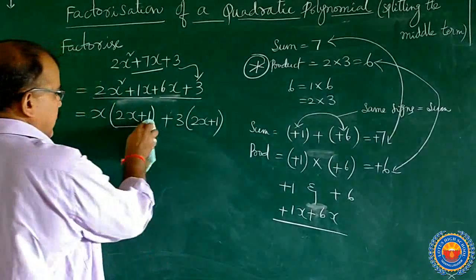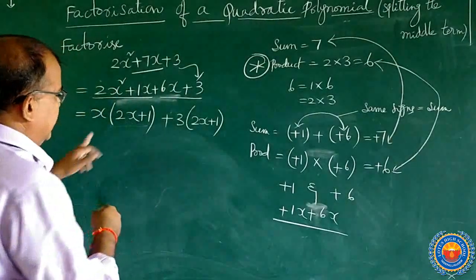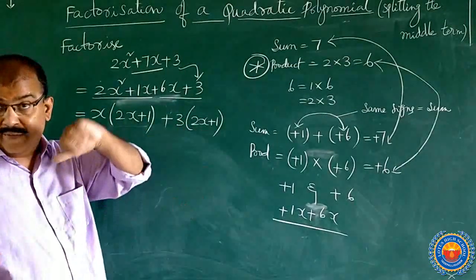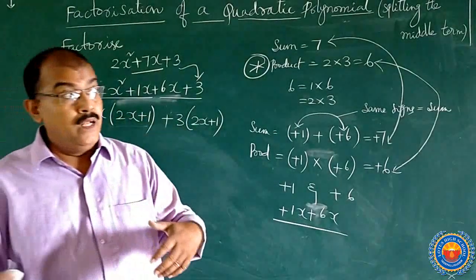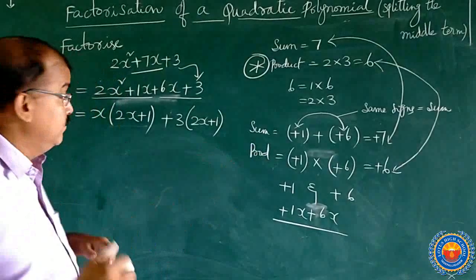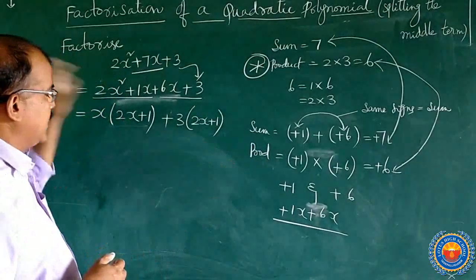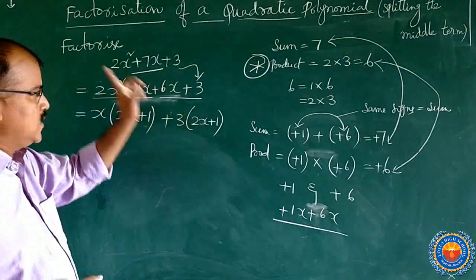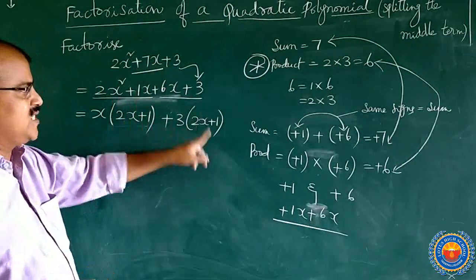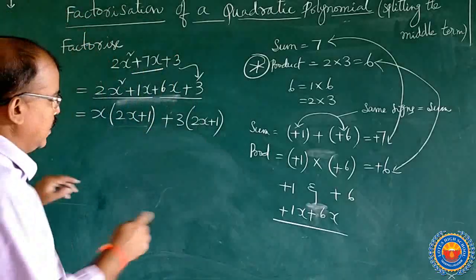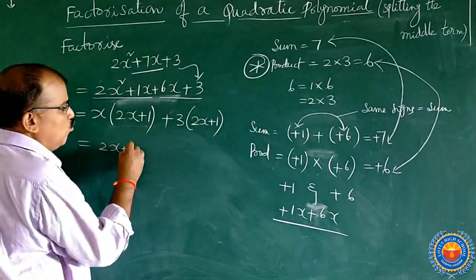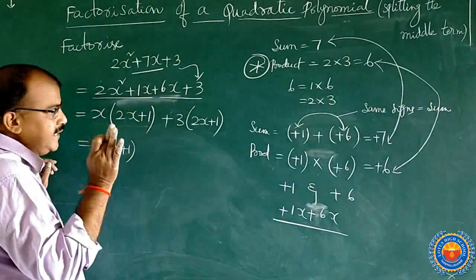Now this is nothing but x into 2x plus 1 plus 3 into 2x plus 1. Once again you go for verification whether you did it in a correct way or a wrong way. x into 2x, 2x square. x into plus 1, plus 1x. Plus 3 into 2x, plus 6x. Plus 3 into plus 1, plus 3. Yes, correct. Now in this, 2x plus 1 is common. That's why I have taken 2x plus 1 as a common factor.